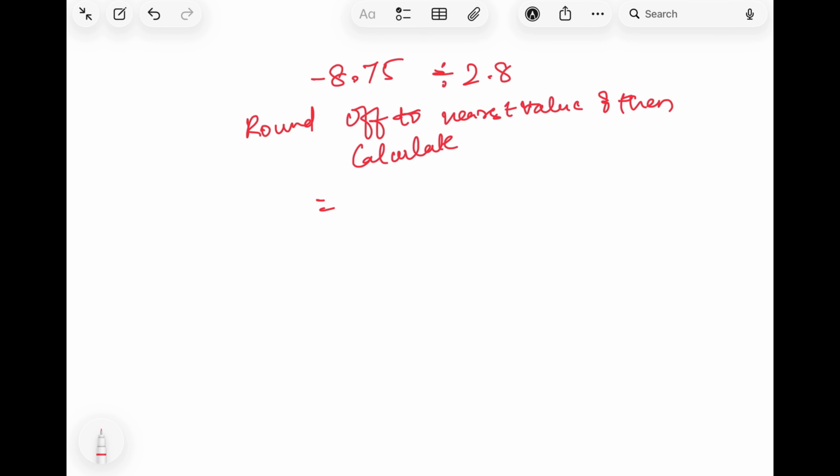So if you see minus 8.75, the minus will be as it is. 8.75 will be near to 9. So minus 9 divided by 2.8 is nearest to 3. So minus 9 divided by 3, what do I get? Minus 3.